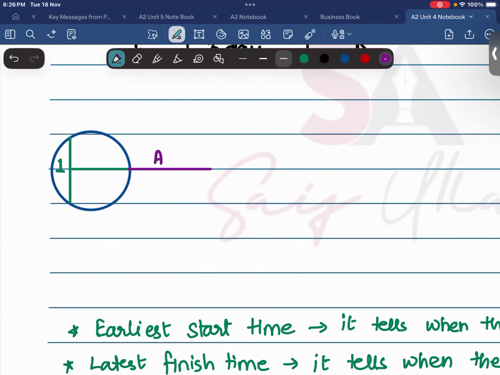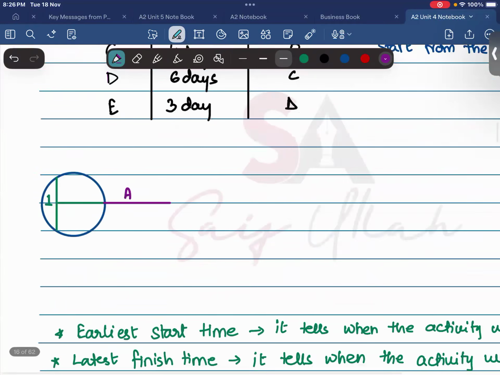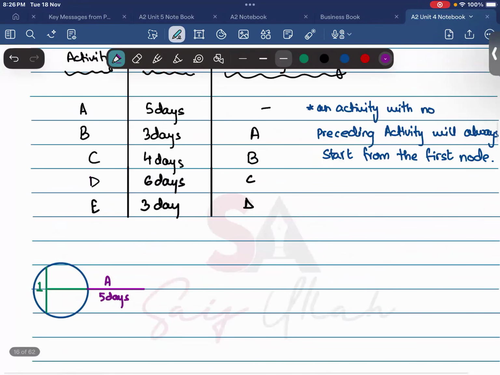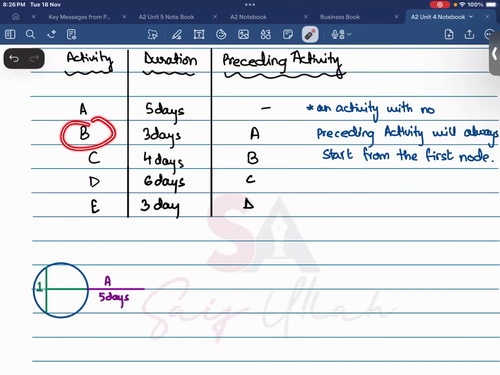I like A, and the duration of this activity is 5 days. So I'm going to write 5 days. Now moving on to activity B. Activity B has a duration of 3 days, and the preceding activity of activity B is A.